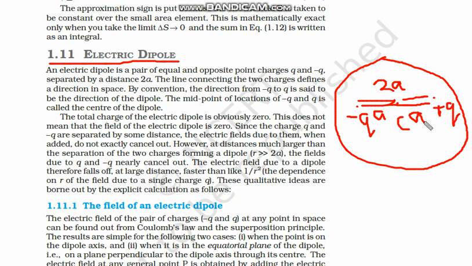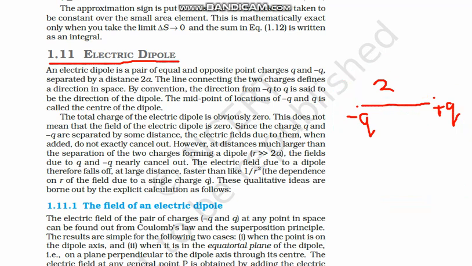Now, an important thing about this electric dipole: as you saw, the direction of the electric field is always from positive to negative, but the direction of a dipole is always from negative to positive. So this is the direction of this dipole. By convention, the direction from minus q to plus q is said to be the direction of the dipole.